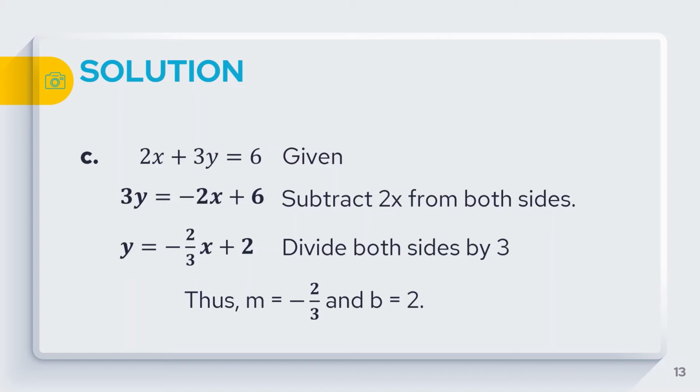Next is to divide both sides by 3 so that the variable y is the remaining variable on the left side. Dividing it by 3, it will now become y = -2/3 x + 2, since 6 divided by 3 is equal to 2. And thus, our m now is equal to -2/3 and our b is equal to 2.